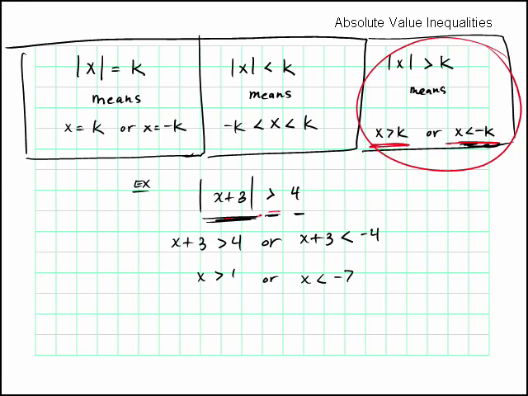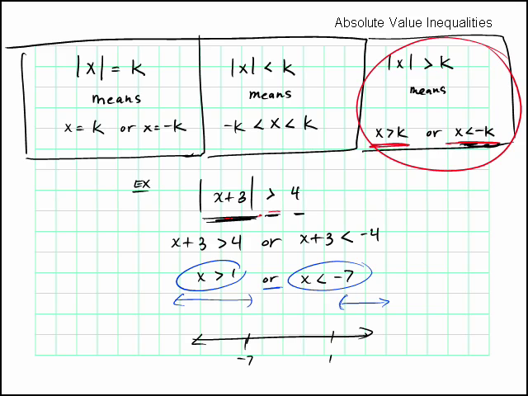Now this is an OR compound inequality, so I like to graph these on a number line. Negative 7 to 1. Numbers greater than 1 are these over here. Less than negative 7 are these. It's an OR statement, so you keep everything that has been shaded, which is this and this. So those are the solutions. In interval notation, that would be negative infinity to negative 7, union 1 to infinity. There we go.